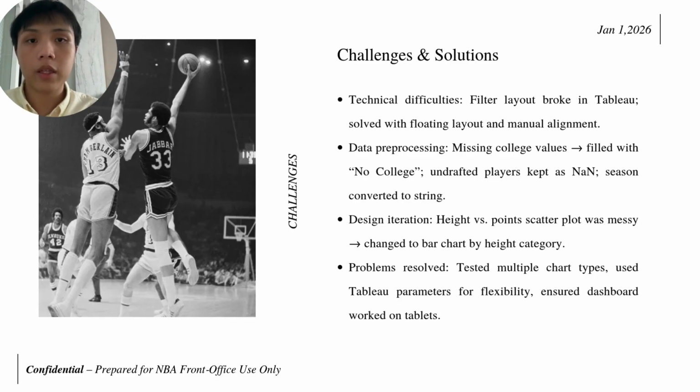The initial scatter plot I created for height versus points was too cluttered to extract meaningful insights. By converting it into a bar chart grouped by height category, the visualization became much clearer and more interpretable for the end user. Finally, finding and validating NBA player data was relatively easy for me as an NBA fan, which allowed me to quickly cross-check stats for accuracy. I also tested the dashboard on tablets to ensure proper spacing and interactivity so that the final product is usable on multiple devices. This solution made the dashboard robust and user-friendly.